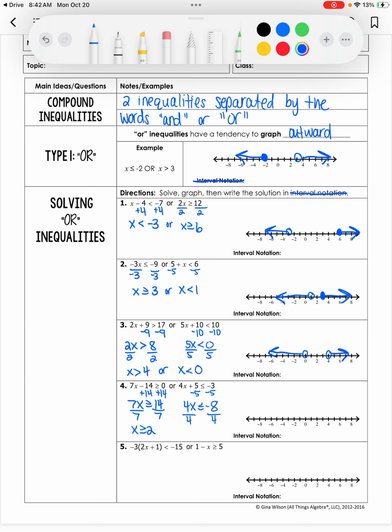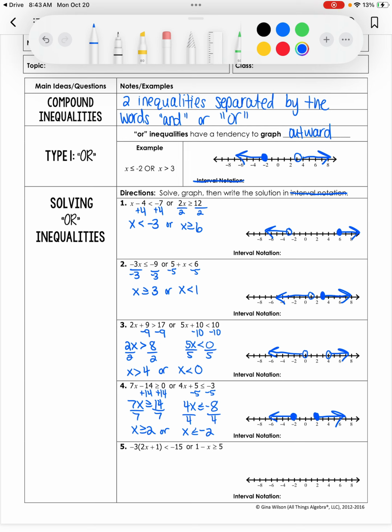And dividing by 4, we are not dividing by a negative number, so the sign will not flip. It'll be less than or equal to negative 2. So here's my two answers. X is greater than or equal to 2. That's a closed circle at 2, solutions to the right. Or X is less than or equal to negative 2, closed circle at negative 2, solutions are to the left.